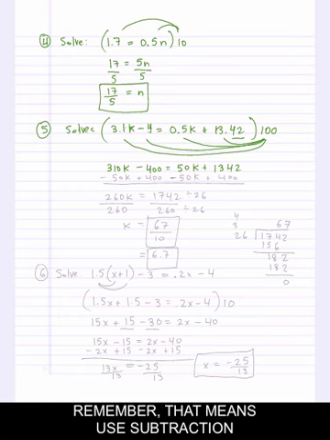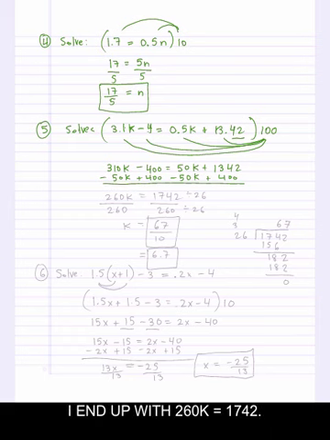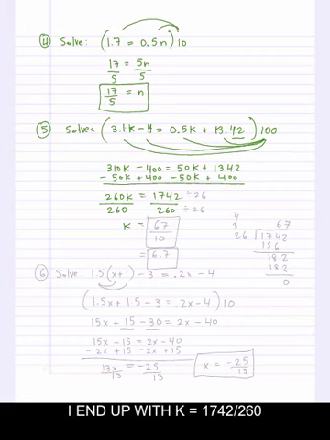Remember, that means use subtraction to get the variables together, and I'm going to use addition to move the numbers together. I end up with 260k is equal to 1742. Now here I divide both sides by 260. I end up with k is equal to 1742 over 260.